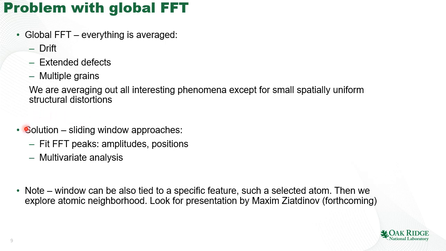The solution can be using the sliding window approach. In this case, we take our image, separate it into tiles, which can be either overlapping or non-overlapping, and we perform the Fourier transform within each tile. In this way, we convert the image into a collection of Fourier transforms from the subsets. And then within these tiles, we can analyze either the Fourier transforms themselves, for example, fit Fourier peaks to find out the amplitudes and positions and map them from tile to tile, or perform the multivariate analysis of this Fourier transform.